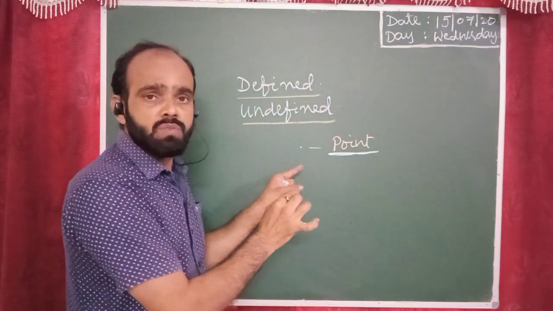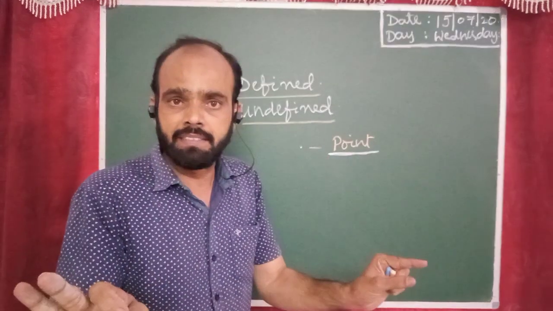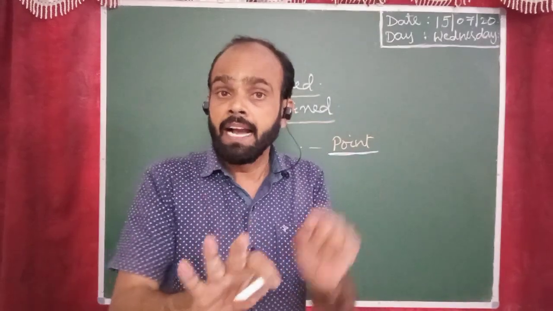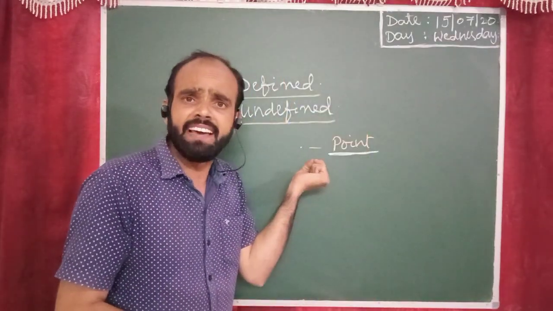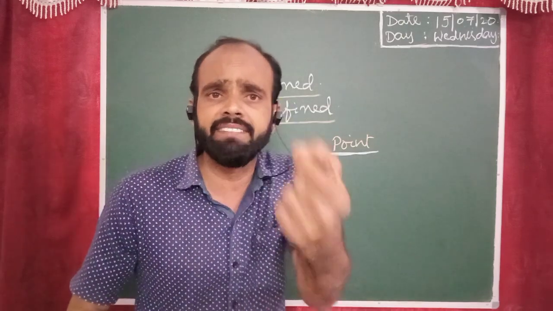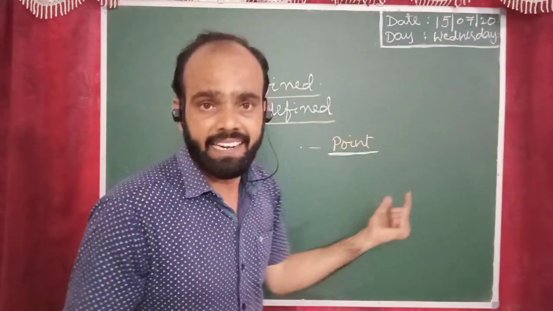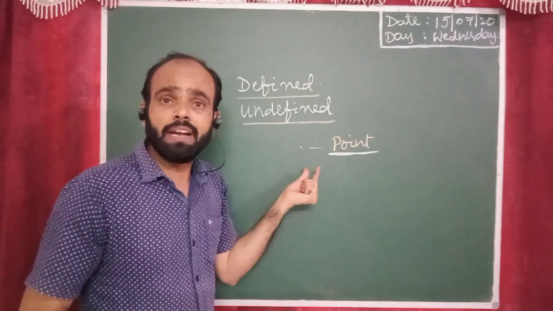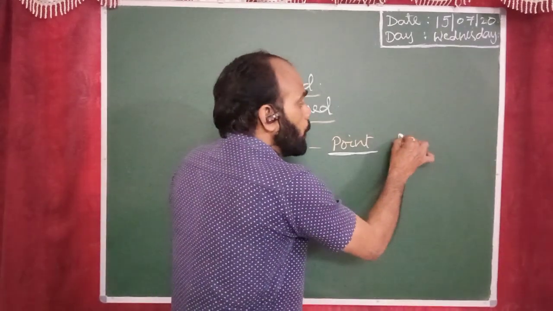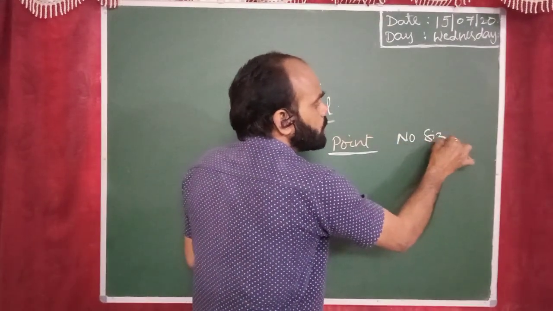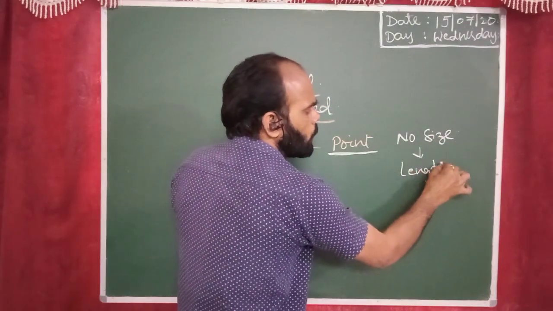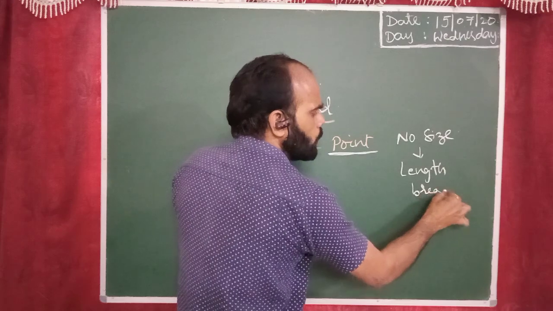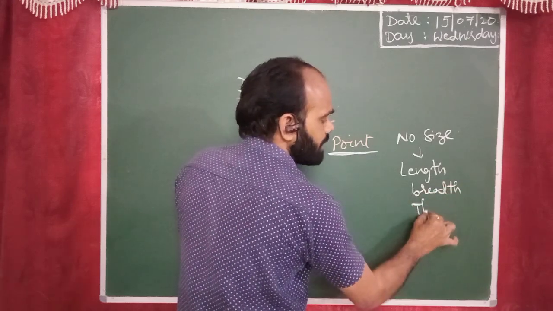So what we say about this one, it has no size. We can say no shape also. It may be looking very, very thin, very small. Sometimes we cannot identify it by the naked eye. So a point has got no size. No size is to say that it has no length, no breadth, and no thickness at all.